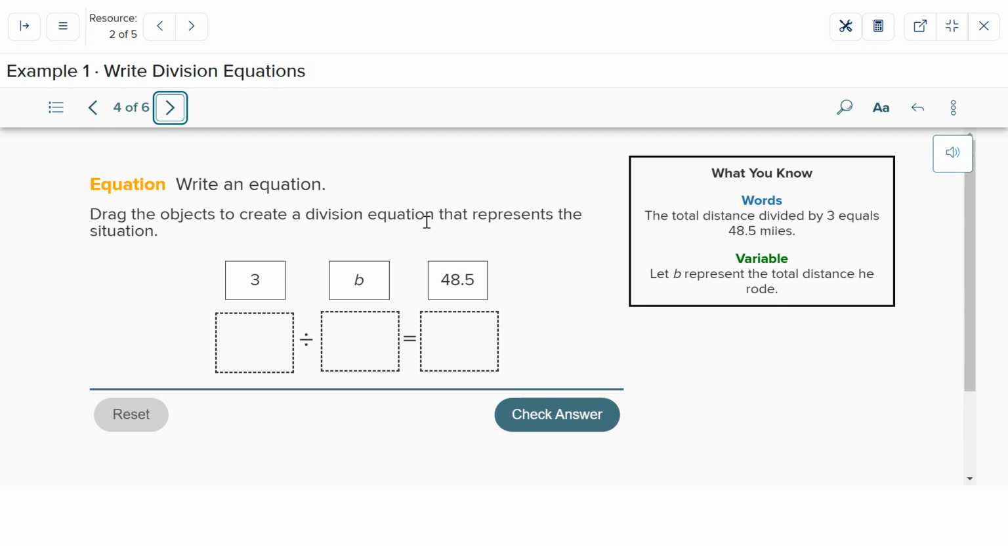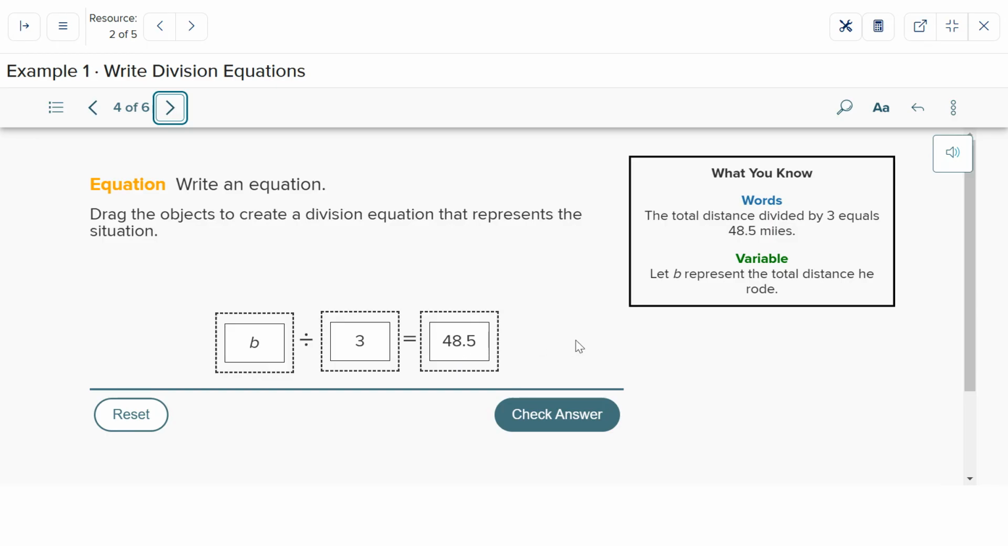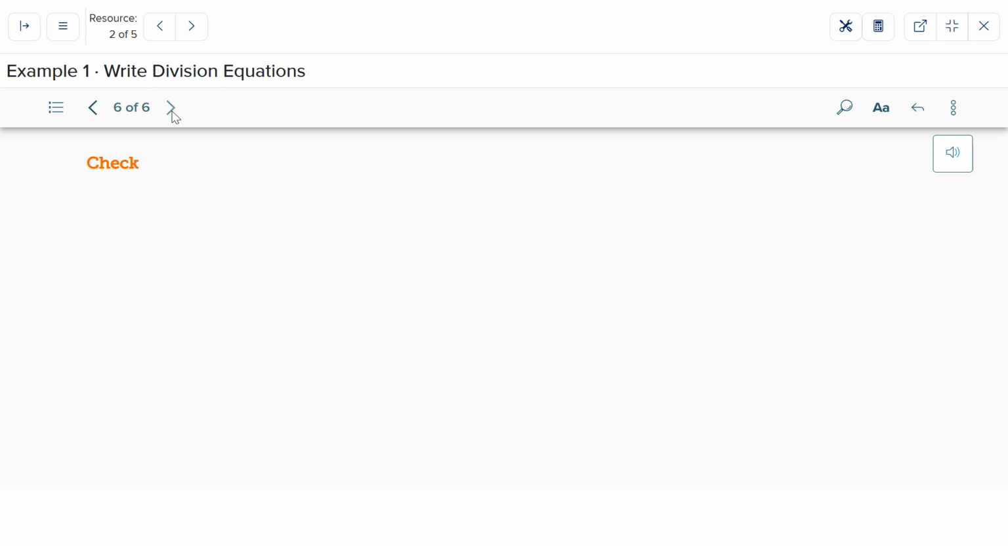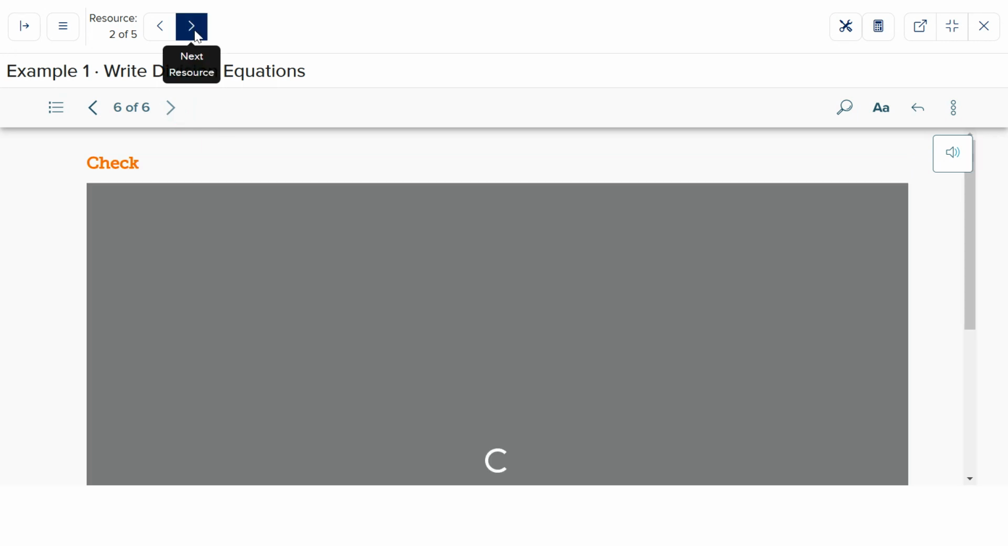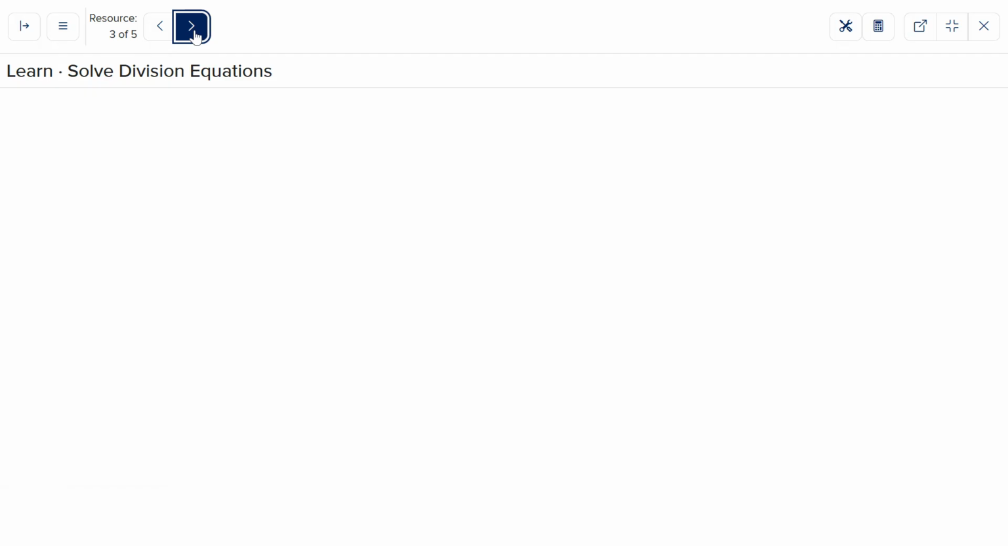So if we have an average of 48.5 miles per day, and the total distance, that's this, B, divided by 3 days equals that. So the total distance divided by 3 is going to equal our average per day. It is a little more important here to make sure you're putting things in the right order. Try it, and then we'll look at the next one.